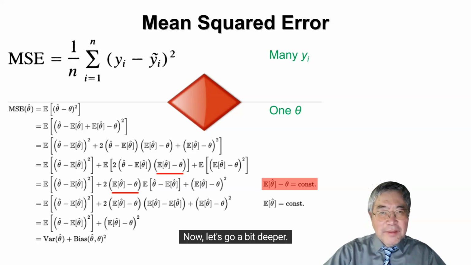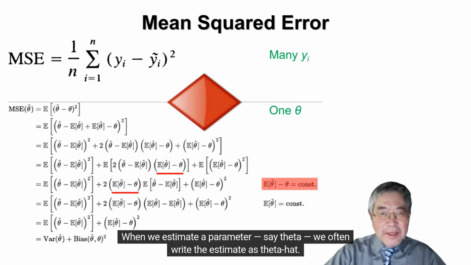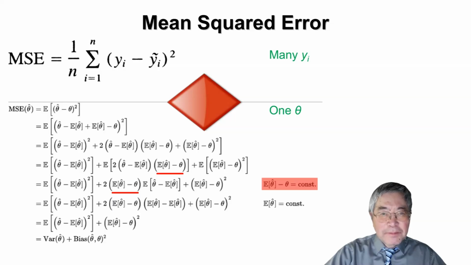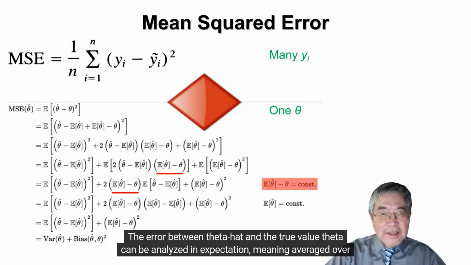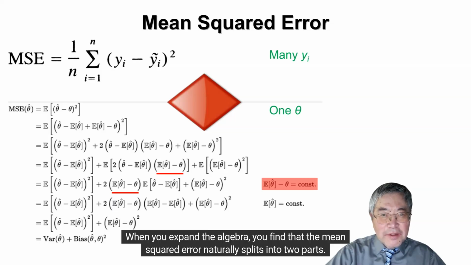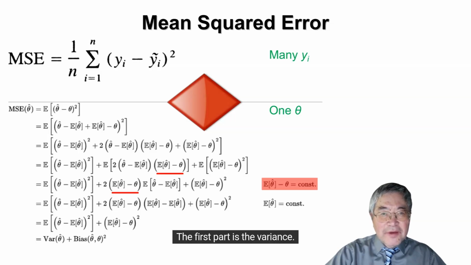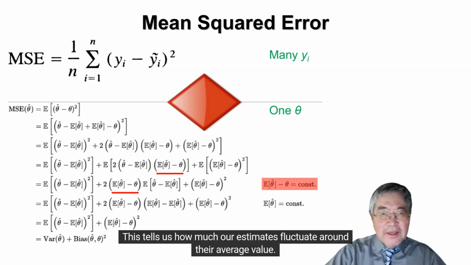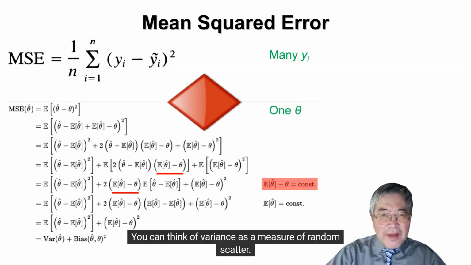Now let's go a bit deeper. When we estimate a parameter, say theta, we often write the estimate as theta hat. The error between theta hat and the true value theta can be analyzed in expectation, meaning averaged over many trials. When you expand the algebra, you find that the mean squared error naturally splits into two parts. The first part is the variance. This tells us how much our estimates fluctuate around their average value. You can think of variance as a measure of random scatter.